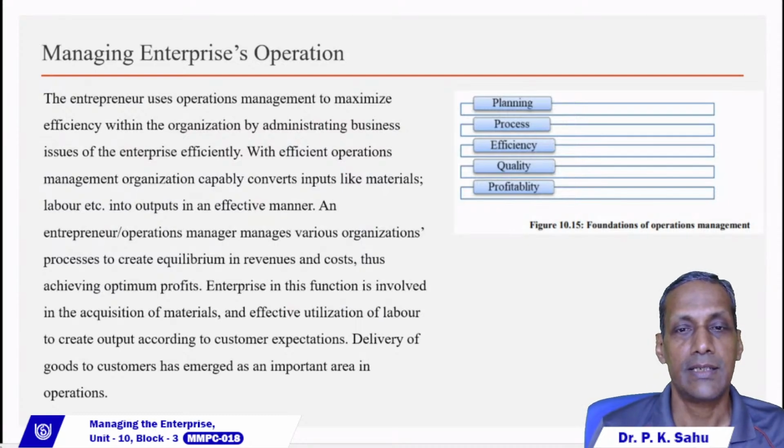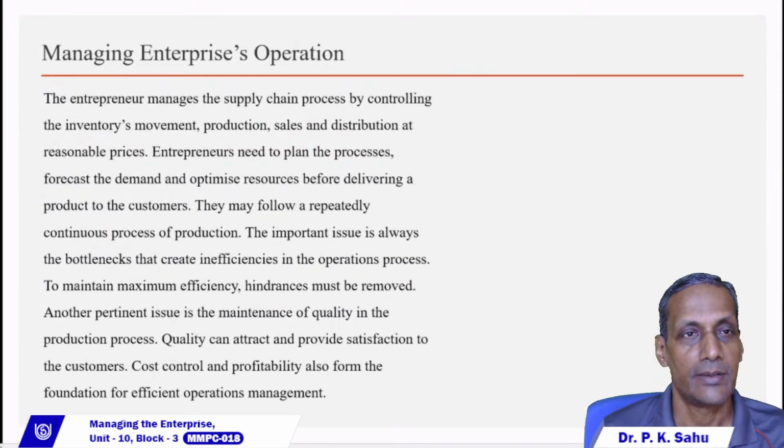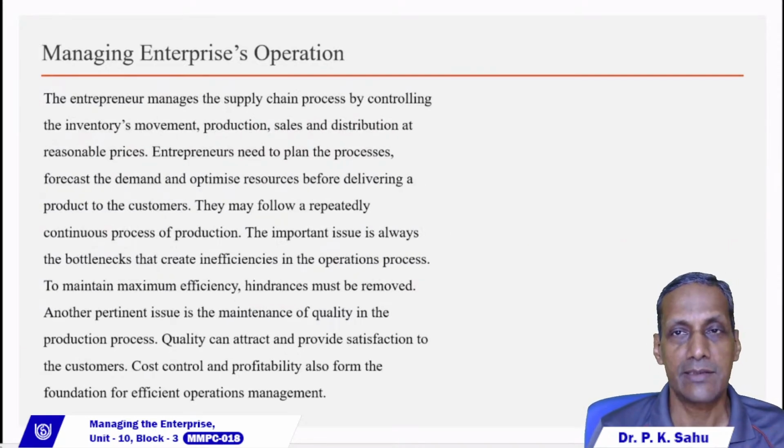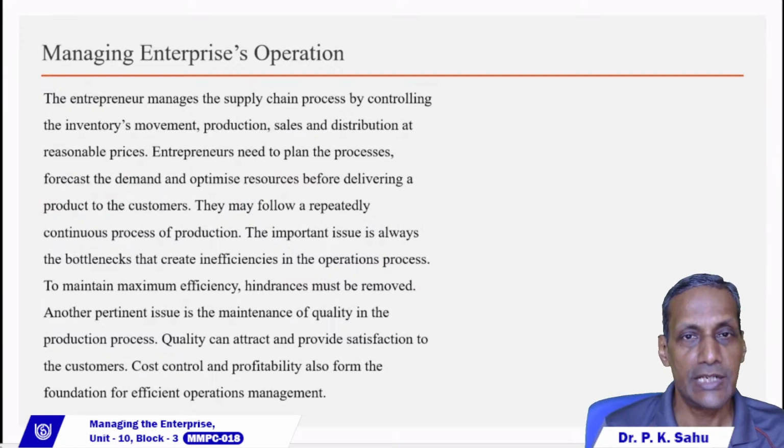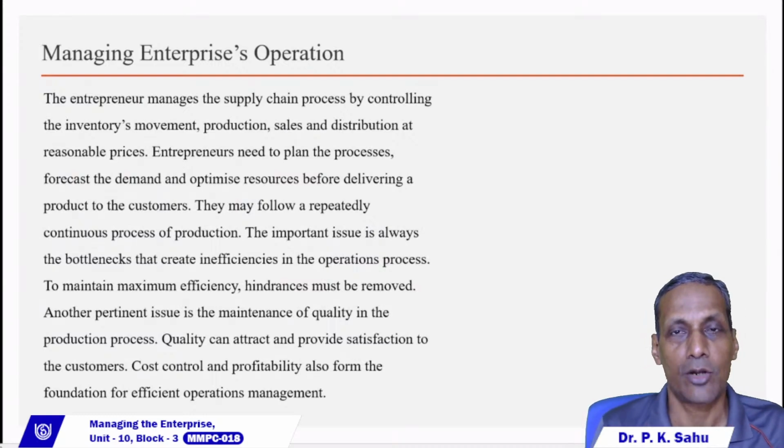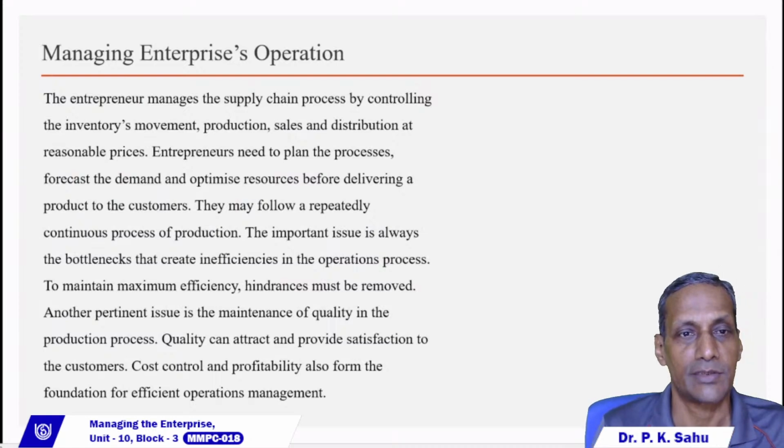The enterprise in this function is involved in the acquisition of materials and effective utilization of labor to create output according to customer expectations. Delivery of goods to customers has emerged as an important area in operations. The slide shows you the foundations of operations management, in which planning, process, efficiency, quality, and profitability are included. So the entrepreneur manages the supply chain process by controlling the inventory's movement, production, sales, and distribution at reasonable prices. Entrepreneurs need to plan the processes, forecast the demand, and optimize resources before delivering a product to the customer.